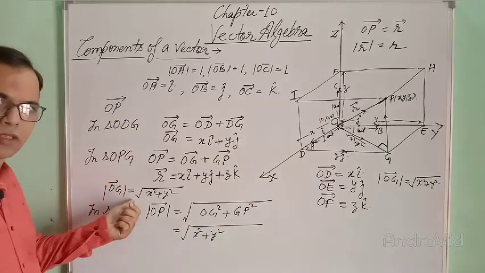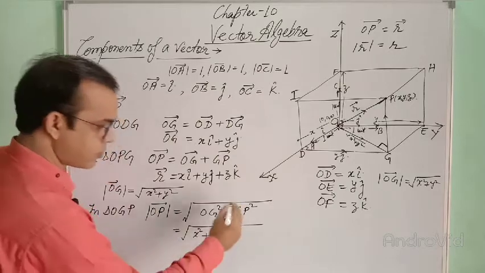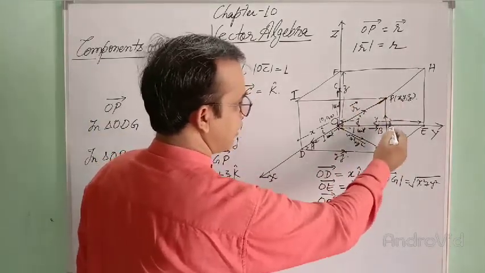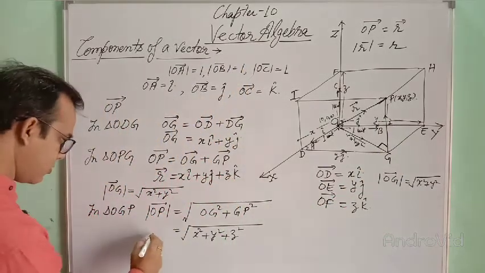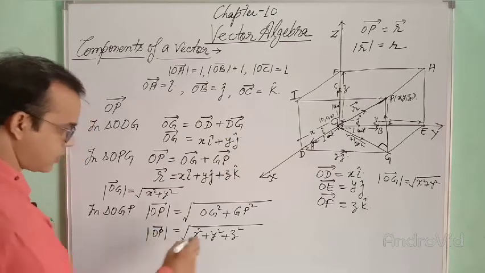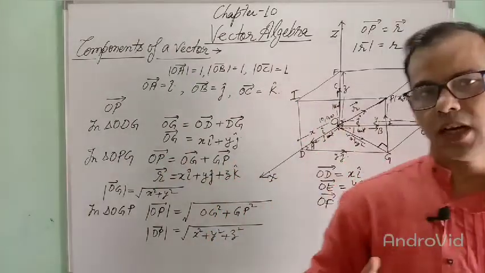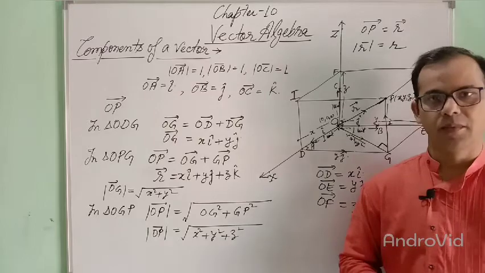Make a square of this OG magnitude. So we will have x square plus y square. And what about the GP? GP is having the length z unit. Okay, this is the length z unit. So GP square means z square. So this way we will have the magnitude of OP vector as square root of x square plus y square plus z square. So this way we can get the magnitude of the vector OP.